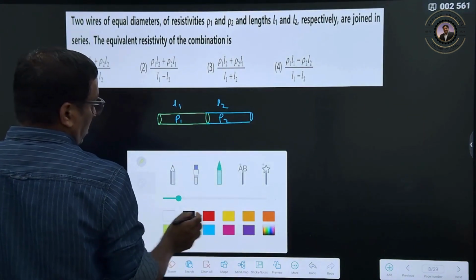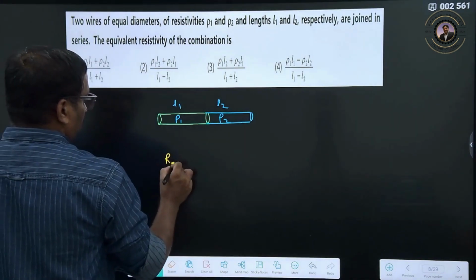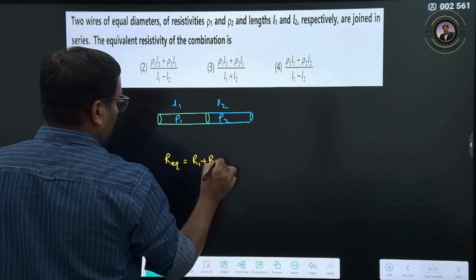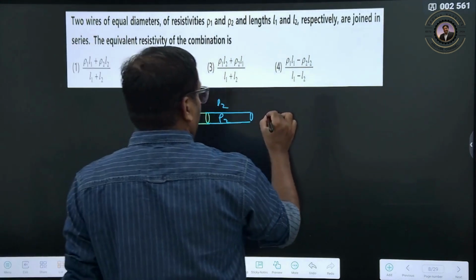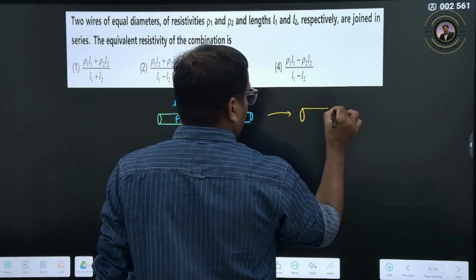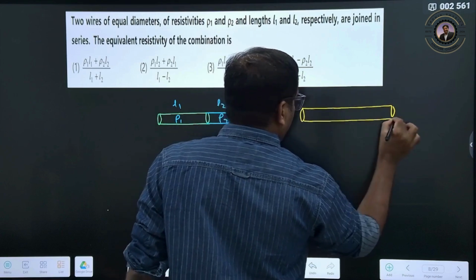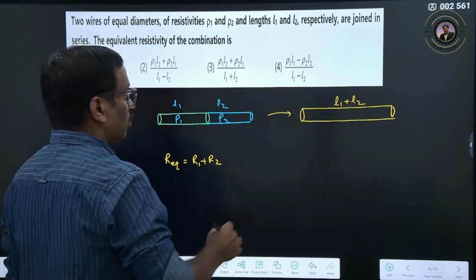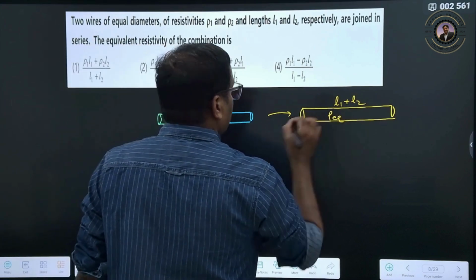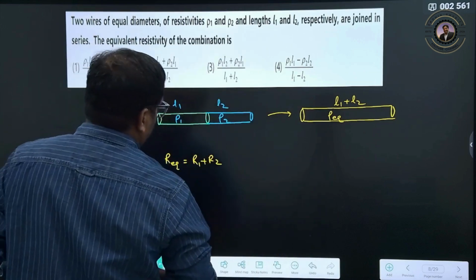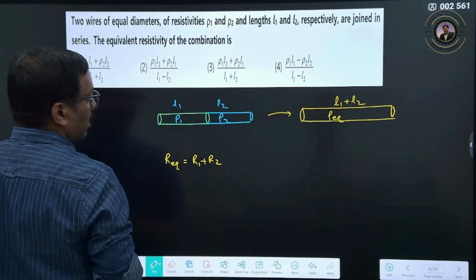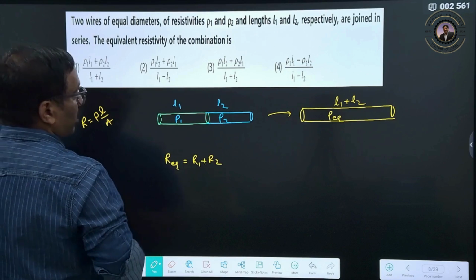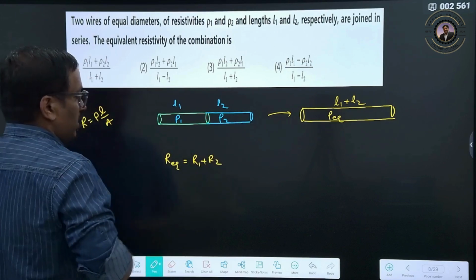Series means you can write R equivalent as R1 plus R2. But if you take it here, this is the equivalent of this one, therefore the length will become L1 plus L2. Clear? So rho equivalent, the equivalent resistivity. Resistance can be written as R equals rho into L by A. The area of cross section will be the same, it is not changing here.